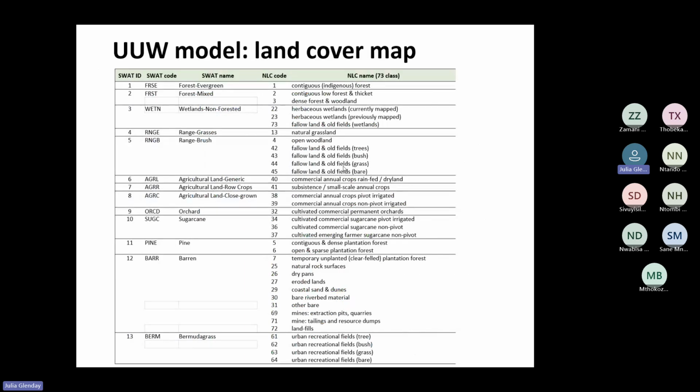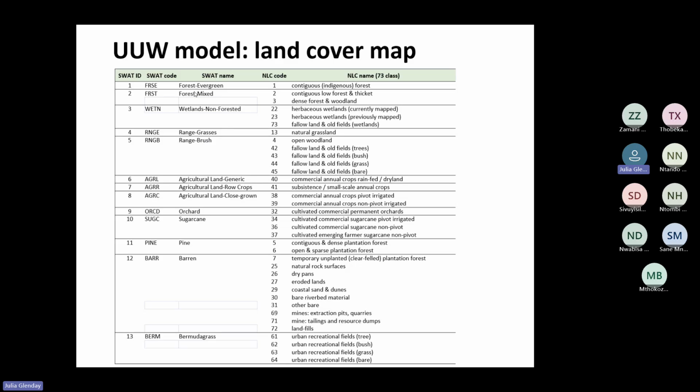And these tables just show you which of the National Land Cover map classes were lumped into these different SWAT cover classes. So, for example, FRSE, forest evergreen, that was National Land Cover contiguous, assumed to be indigenous forest. Then there was low forest and thicket and dense woodland. I linked that to forest mixed in SWAT, which has a bit of a lower density than forest evergreen in SWAT also, but we can modify.